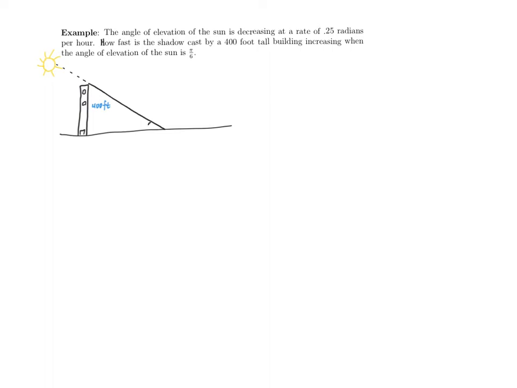I will let this angle, which I will call theta, represent the angle of elevation of the sun. So theta is the angle of elevation. And we will let x, and you could choose whatever symbol or letter you prefer, but in this case I'll let x be the length of the shadow.